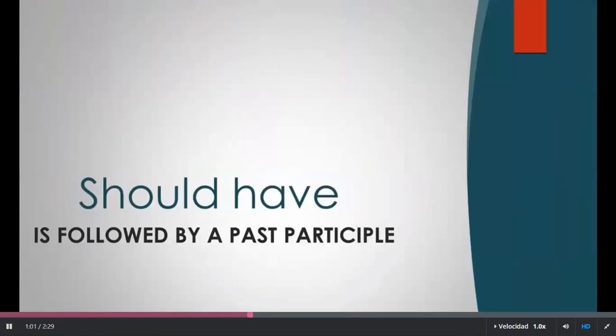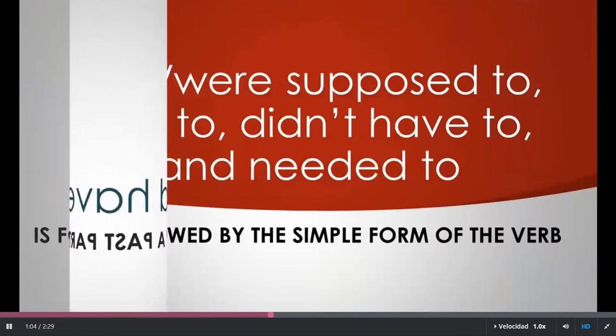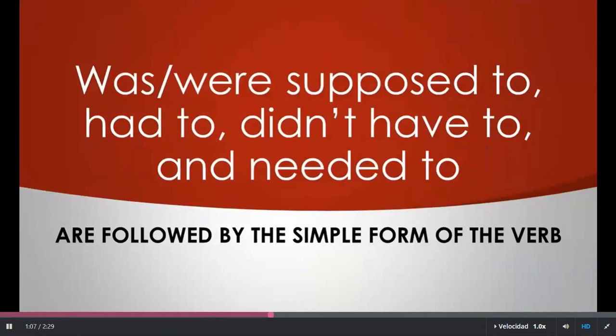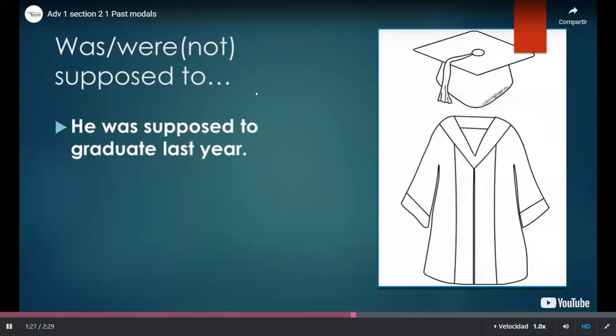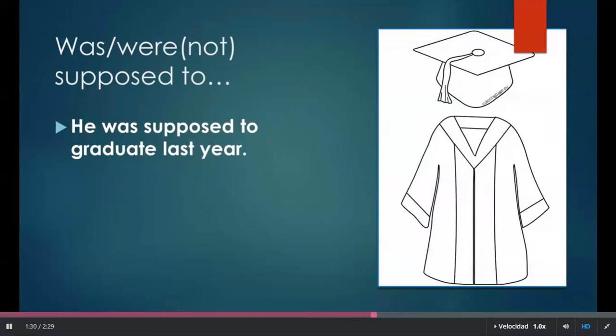Should have is followed by a past participle, whereas was, were, supposed to, had to, didn't have to, I needed to, are followed by the simple form of the verb. Had to describes strong obligation in the past and suggests there was no choice. I had to water my plants. Was, were, not supposed to, suggest an expectation that the action was required or prohibited. It is comparable in meaning to wasn't, weren't allowed to. He was supposed to graduate last year.